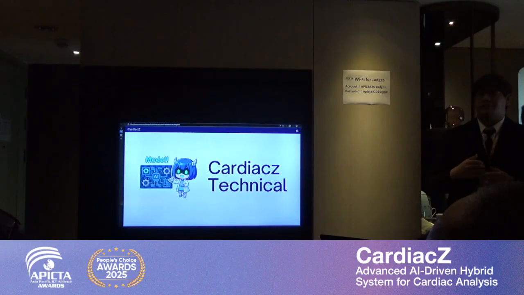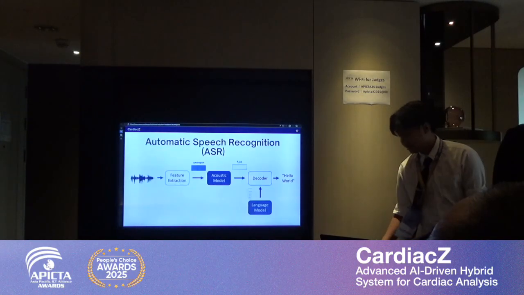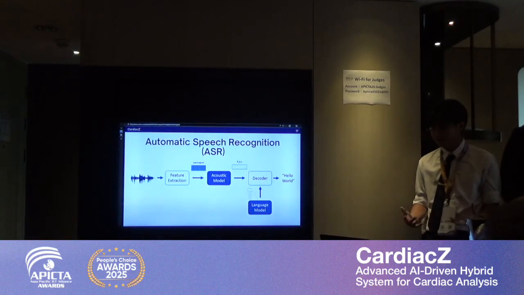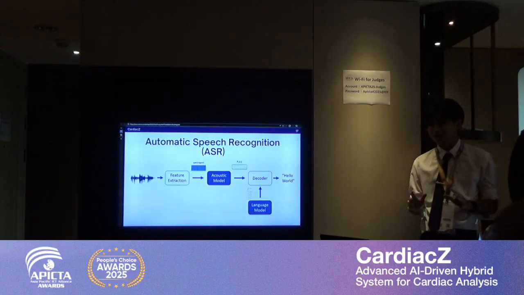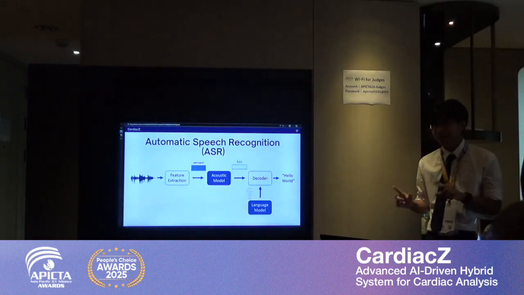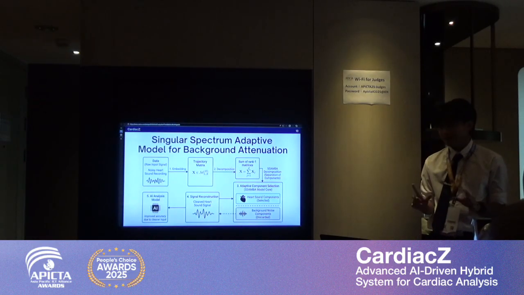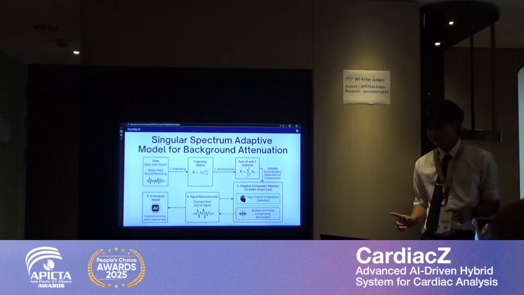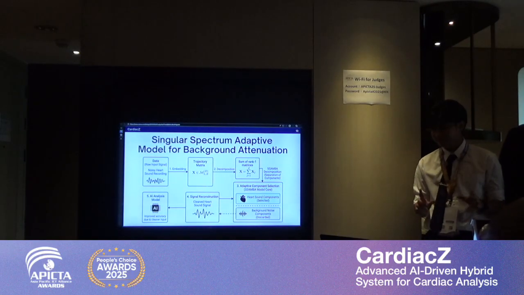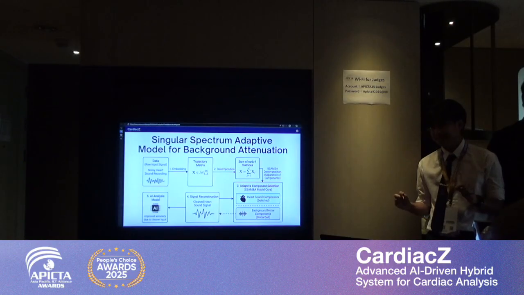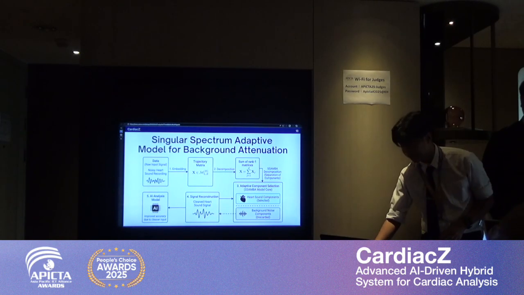Next, we talk about the technology behind CardiacZ. We use a technique similar to automatic speech recognition, or ASR. Just like an AI converts speech to text, we convert the heart sound into medical insight. And hospitals are noisy, so we developed SAMBA, the Singular Spectrum Adaptive Model for Background Attenuation. It separates the heart sound from background noise into a clean signal. It improves accuracy and signal fidelity.